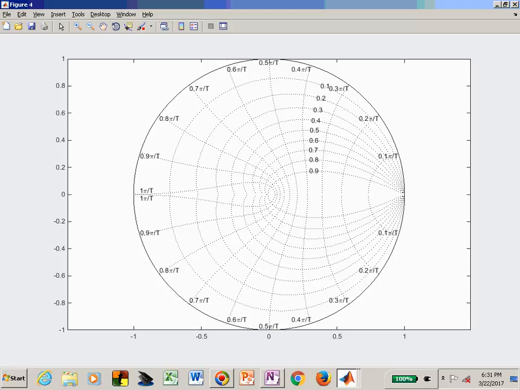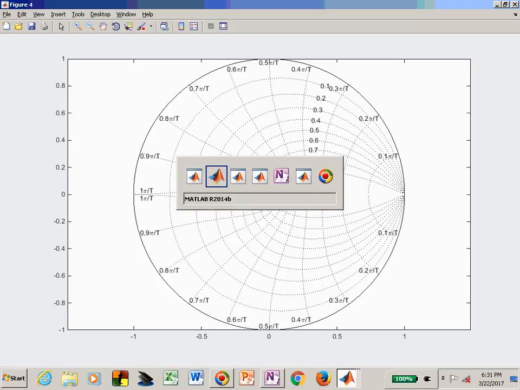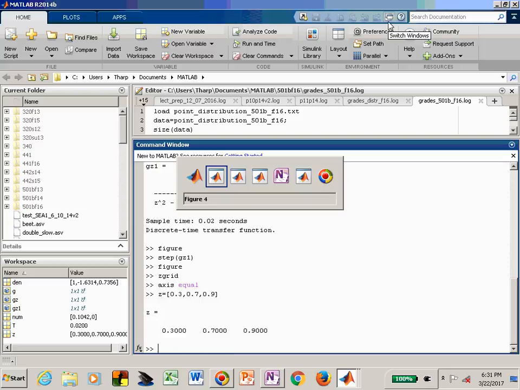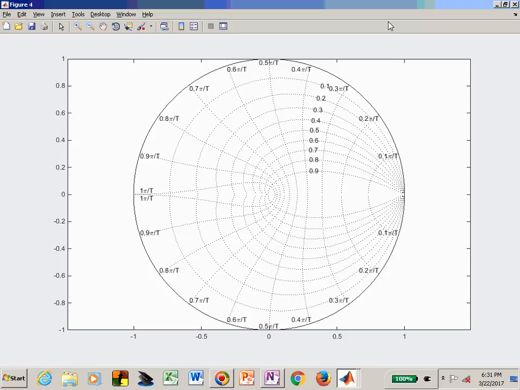If you wanted, you could say, well, I don't want all of that. That's too busy. So you might say, can I just have particular values of zeta? Maybe you want zeta equal to, let's just pick some, 0.3, 0.7, and 0.9, just for grins. Let's just say that that's what we want. And maybe we don't want those other lines. Those were natural frequency lines. They're perpendicular to these logarithmic spirals.